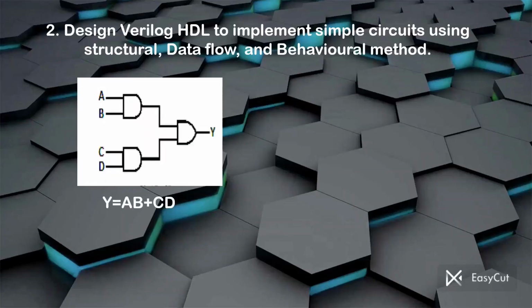The second question is: design a Verilog HDL to implement simple circuits using structural, data flow, and behavioral models. The given circuit is this: two AND gates with inputs A and B, C and D, and those two are combined with an OR gate and the output is Y. First let me tell you what structural, data flow and behavioral models are.